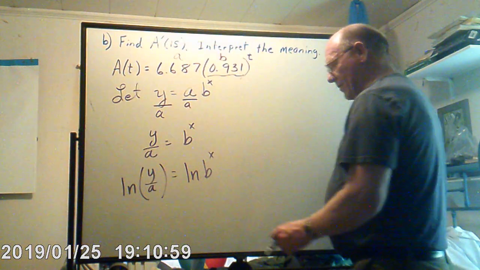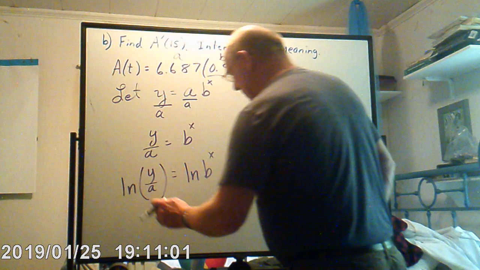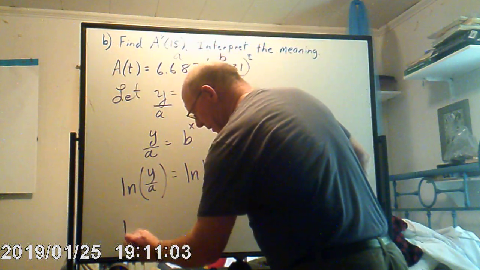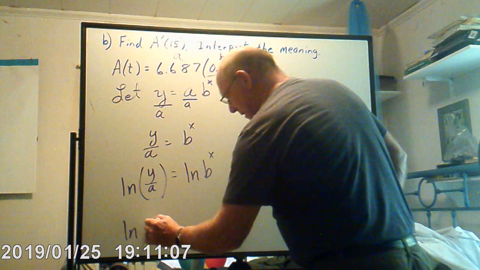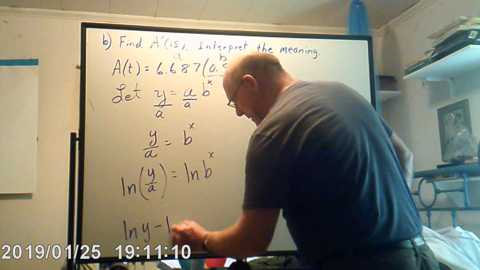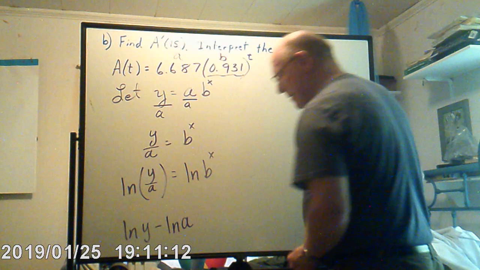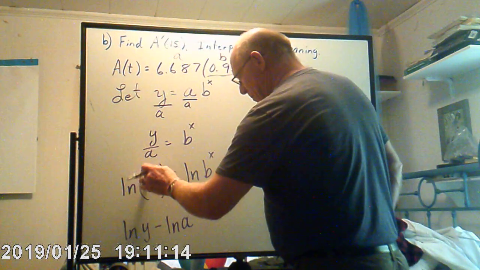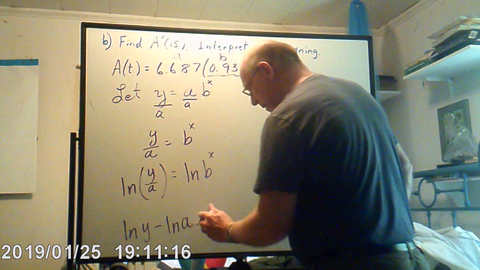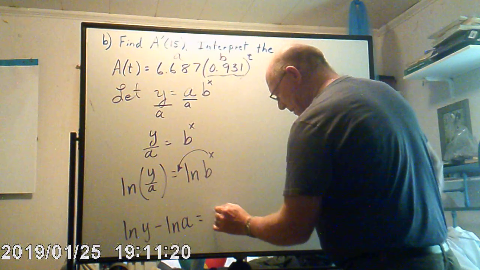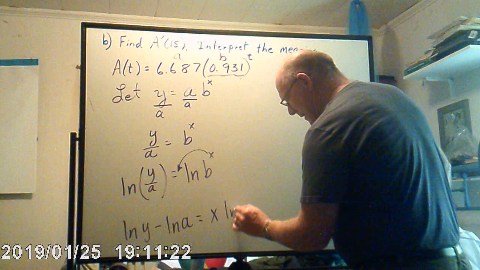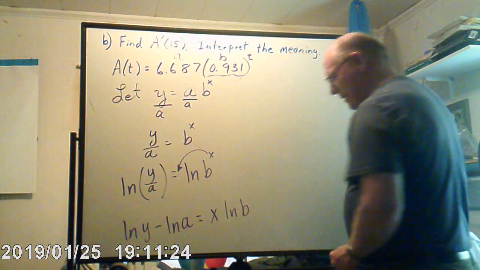Of course, I like to divide this up. Remember, ln of A over B is ln of A minus ln of B. So ln of Y over A is ln of Y minus ln of A, and I can put the exponent in front: X ln of B.